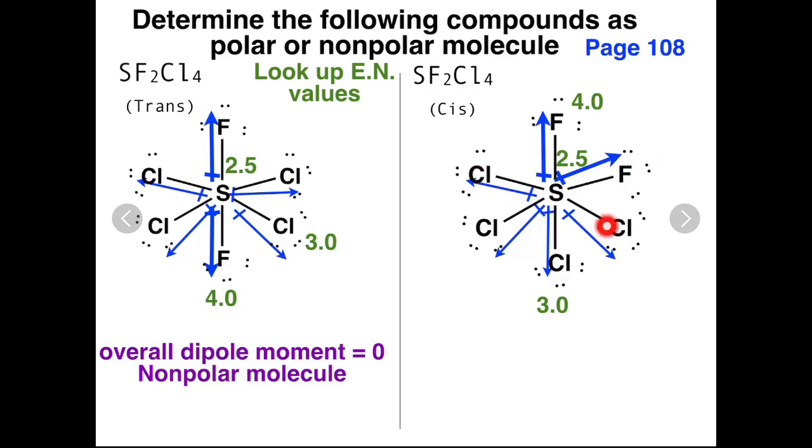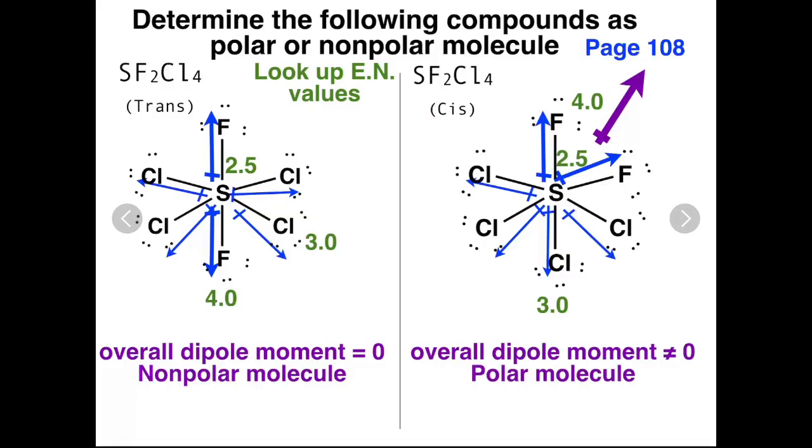However, these two chlorine are the same, so this part right here will be able to cancel each other out. So because the overall dipole moment is not equal to 0, it actually goes up toward fluorine, toward these two fluorine here. Therefore, this molecule that is in cis conformation is going to be a polar molecule. So as you see, even though sometimes the chemical formula is the same, if the arrangement in three dimensions is not the same, it can result in different polarity of the molecule.